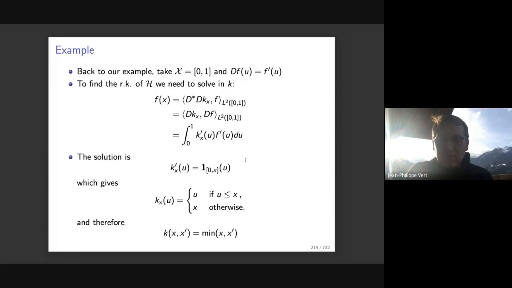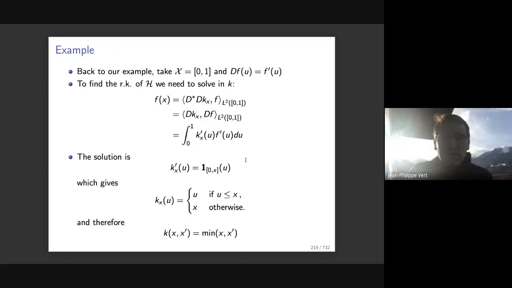Now, in order to get Kx, you just need to integrate this. So this is very simple now because you have the derivative of Kx. To get Kx itself, you take the primitive of this function, which is linear between 0 and x and constant after x. Notice that this primitive is defined up to a constant, but because you want Kx to be in capital H, you need to ensure that Kx of 0 is equal to 0, and therefore the constant to add is equal to 0. Right, so this gives you Kx, and from Kx you obtain k of x, x prime as Kx of x prime, which boils down to the min function.